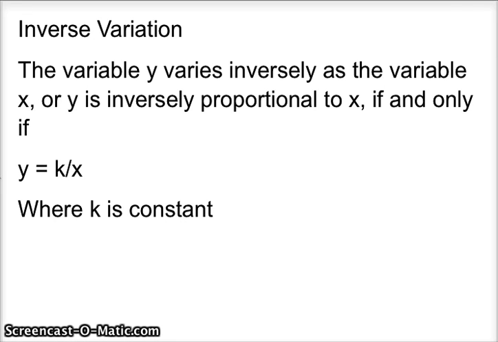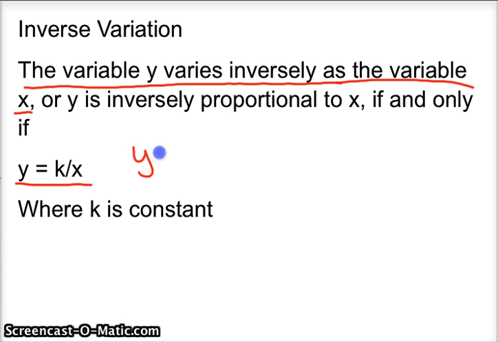All right, inverse variation works very similar to direct variation. So again, it's just a matter of interpreting the sentence into an equation. So the variable y varies inversely as the variable x. Basically, that just translates to y equals k over x. I mean, it's just telling you a formula.